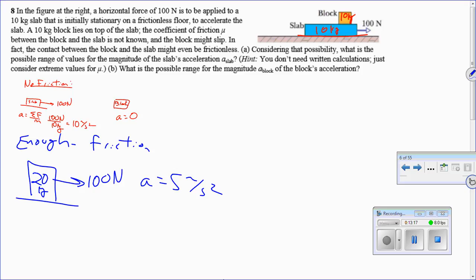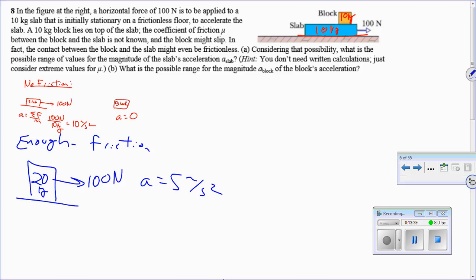If the block moves with the slab, is it considered static friction between them? This would be static friction. Now, you might get one of these situations where the block moves forward a little bit, but just not as fast. Then it's kinetic. But if it's static, right. Okay.